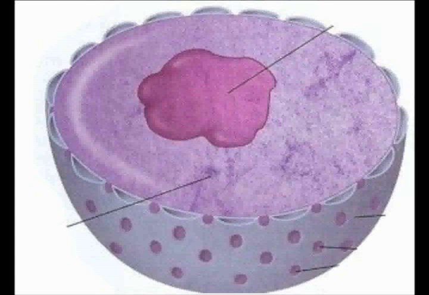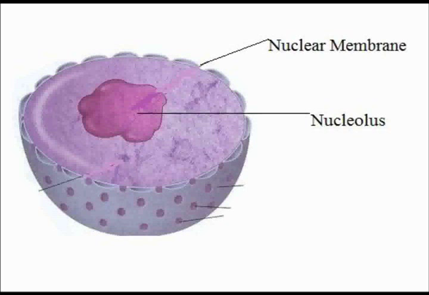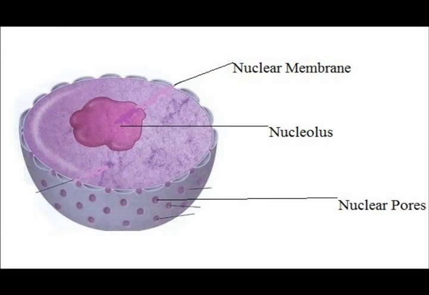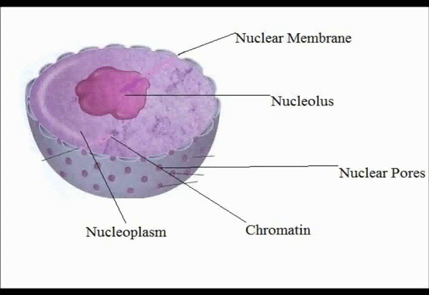A nucleus consists of the nuclear membrane, a two-layered membrane surrounding the nucleus of a living cell. Nucleolus, a small round body inside a cell nucleus composed of protein and RNA. Nuclear pore, the opening in a nuclear membrane. Chromatin, the substance that forms chromosomes and contains DNA, RNA, and various other proteins. Nucleoplasm, the matter protoplasm in a cell nucleus.